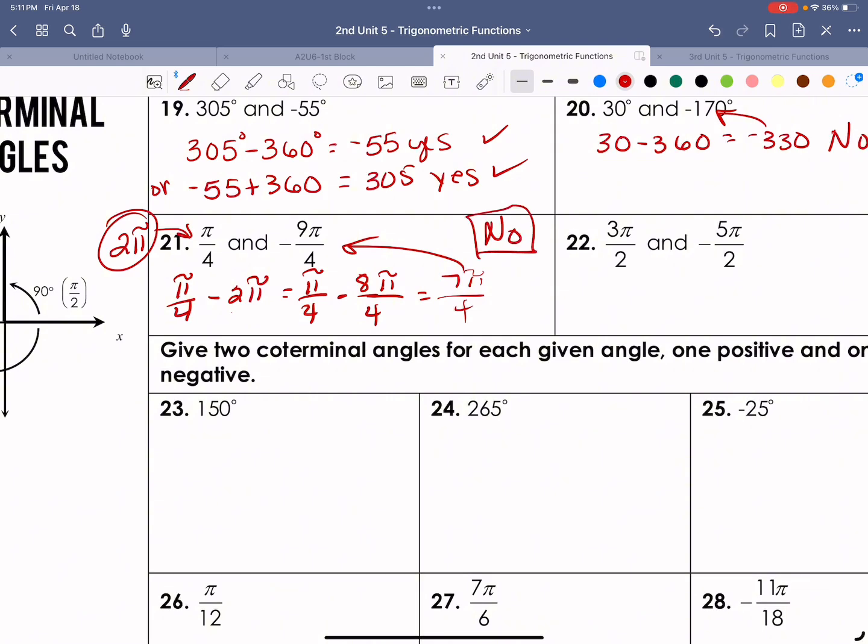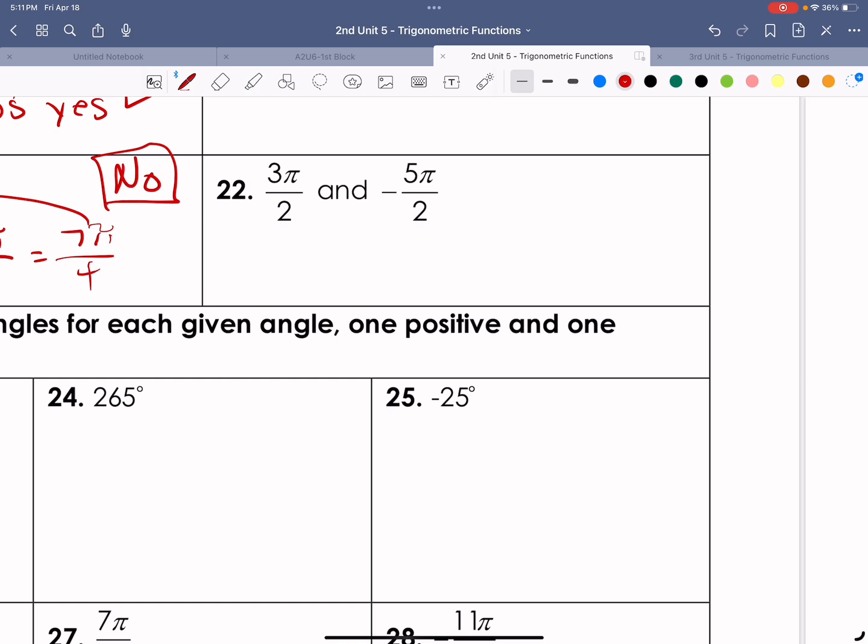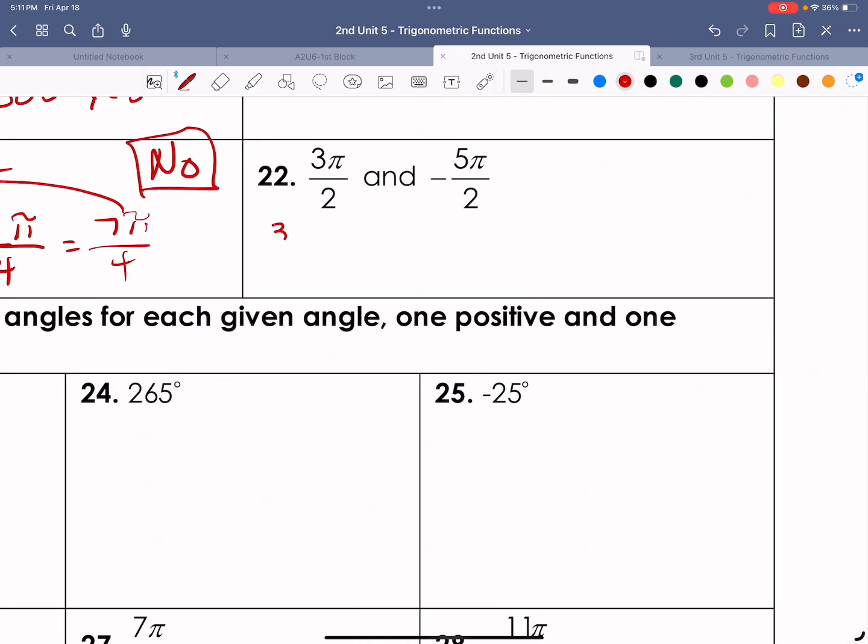All right, let's look at this next one. Number 22, I'm going to take 3 pi over 2 and subtract 2 pi. Sometimes you might have to subtract more than one 2 pi. Sometimes it's been twice around. So if I do 3 pi over 2 minus 2 pi, what is my common denominator going to be? 2. Well, that's going to be 4 pi over 2. So what I have here is negative pi over 2.